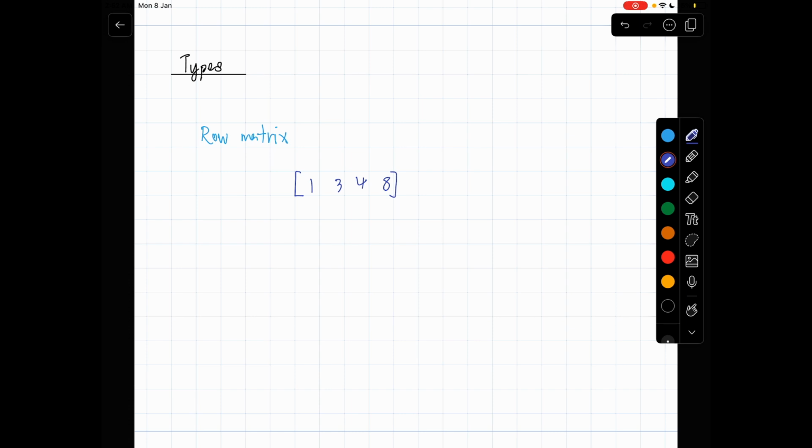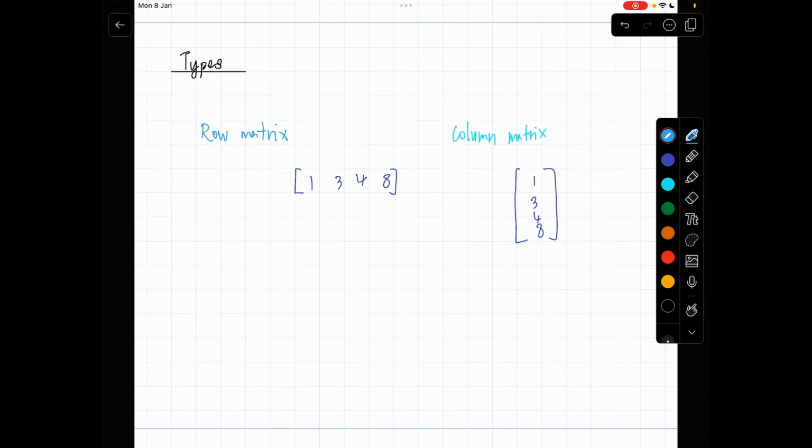In contrast to this, when we have something that is known as column matrix, instead of being horizontal, there will be a single line of numbers vertically. So let's use the same numbers: 1 3 4 and 8. That's vertical. So when it's in horizontal positions, it's known as row matrix, and when it's vertical, it's known as column matrix. And there are 2 more variants. We have square matrix.